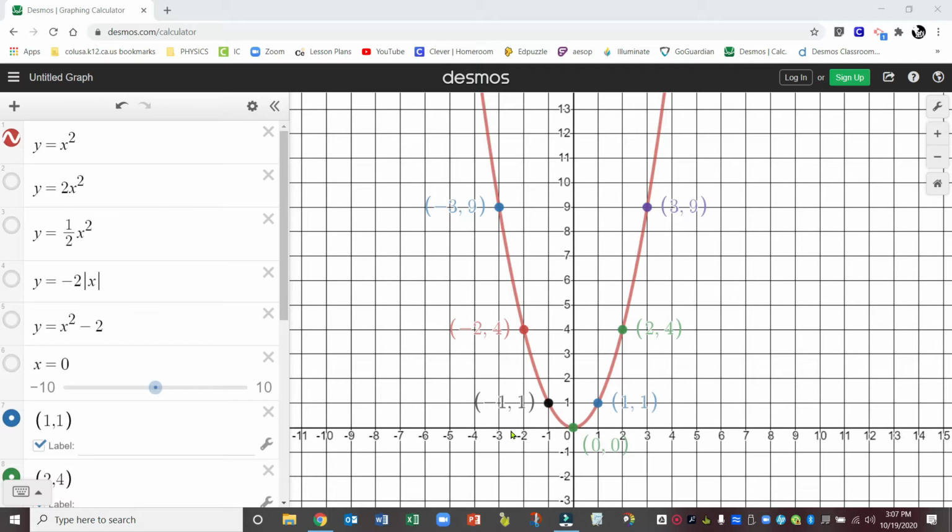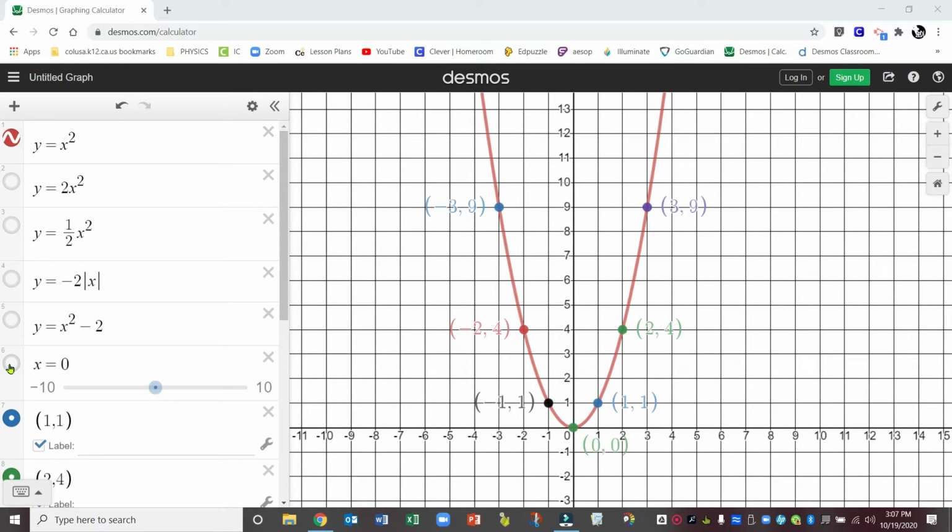The previous graphs, the absolute value functions, those are from chapter 1 of our book this year. Now we're going to move into chapter 3, graphing quadratic functions. So the graph that you're looking at now is the graph of y equals x squared. That is the parent function of all quadratic functions. And you can see that it has its vertex at 0, 0.